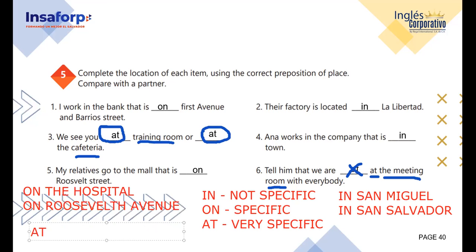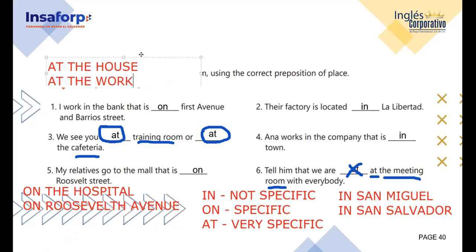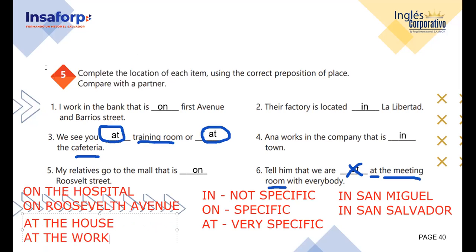Por ejemplo, podemos decir at the house, at the work, ¿ok? Esas serían las diferentes que pueden utilizar con lugares. Ahorita estamos con lugares, aparte de las otras preposiciones de lugar que les estaba diciendo. Questions? Do we have any questions right now? ¿Preguntas al momento? Because right now we are going to do a practice, okay?